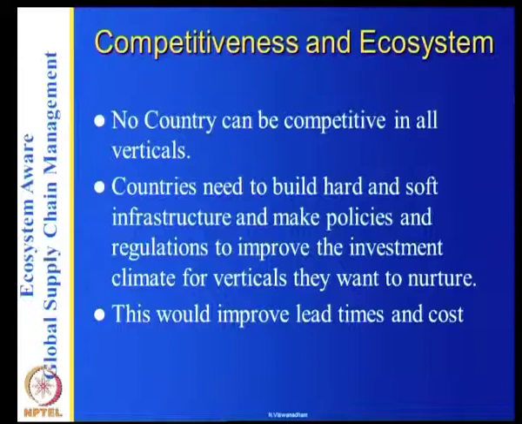Countries need to build hard and soft infrastructure and make policies and regulations to improve the investment climate for the verticals they want to nurture. So, for example, everybody says, oh, you build the ports, you build the roads and so on, but what is the return on the investment for these particular roads? Roads are important for people to commute, but commuting roads are different from the roads for business trucks. So, basically, what one should see is how to improve the lead times as well as the costs. If you make appropriate policies, you can improve the competitiveness of these verticals.